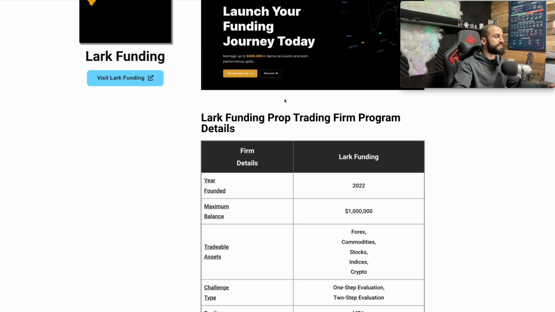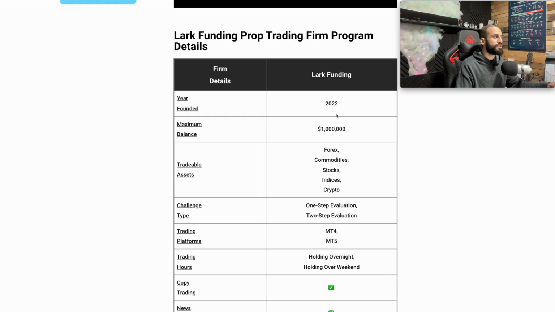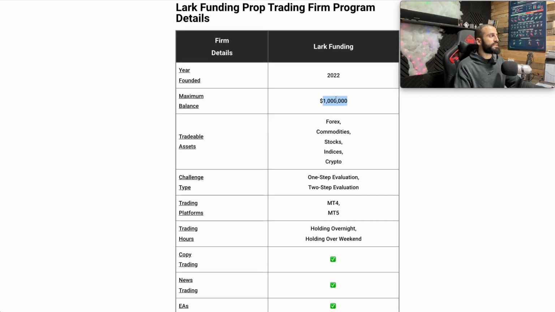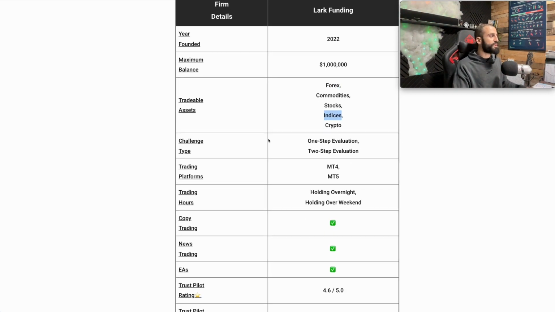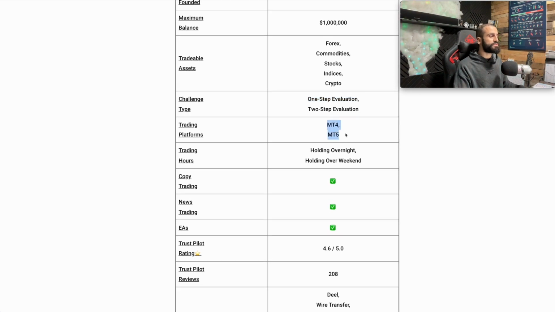The year that they were founded is 2022, not too old, not too young. You can get a maximum balance of $1 million over there, and the tradable assets are forex, commodities, stocks, indices, and crypto as well. For the challenge type, you can do the one-step evaluation and the two-step evaluation as well, so that is nice. And of course, you can trade from MetaTrader 4 and MetaTrader 5.